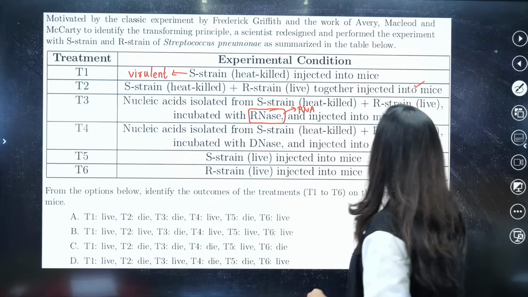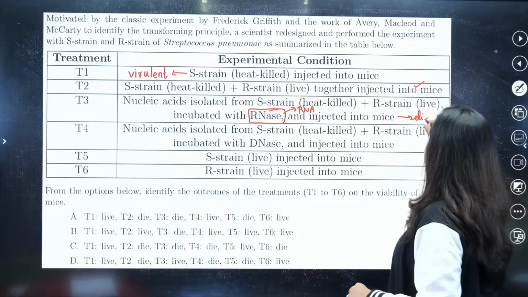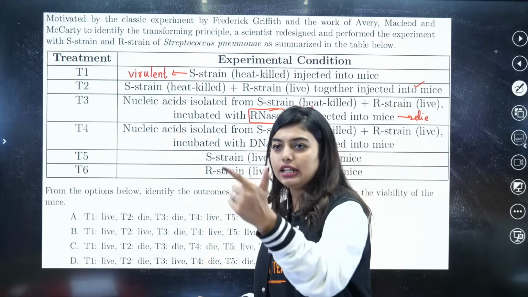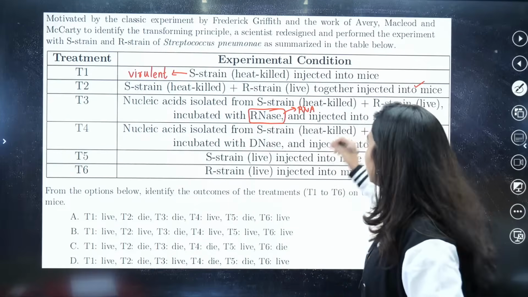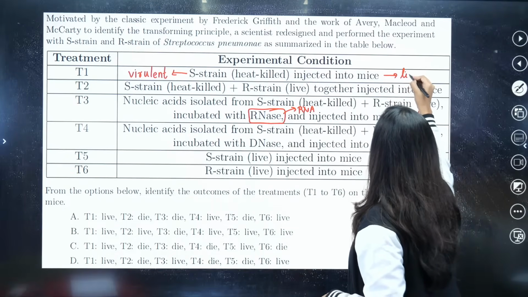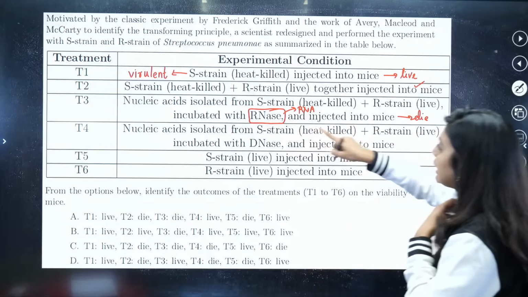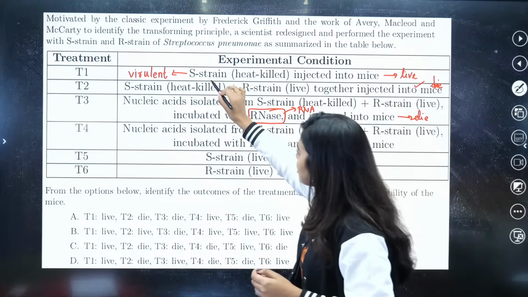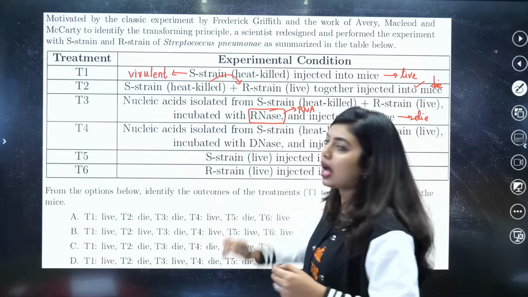Still the mice is going to die here, no? The mice will die here. Right, the mice will? Very good. The mice will live. The first option. Correct. Okay, here the mice will live. Here heat killed R strain, here the mice will die, because something has got transformed from the S strain to the R strain.